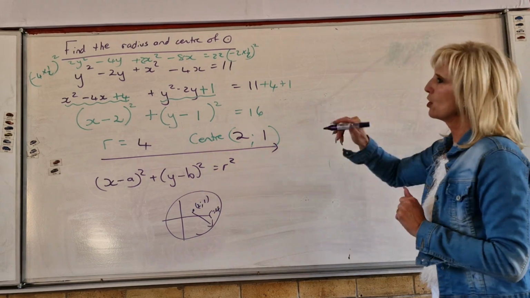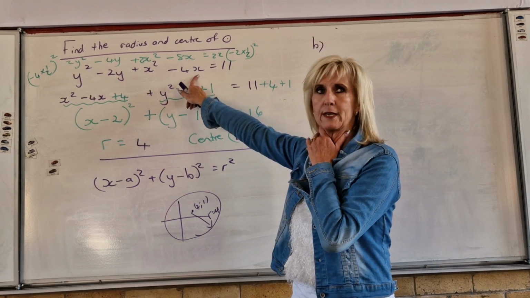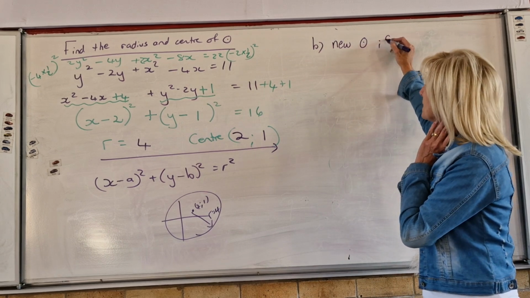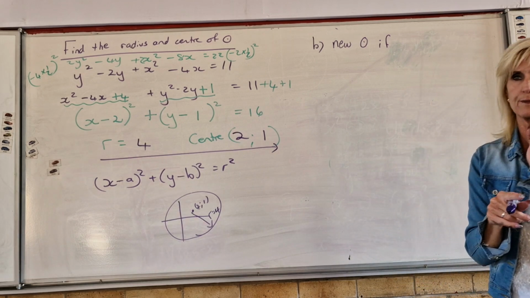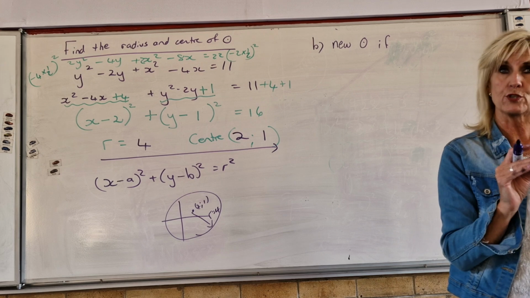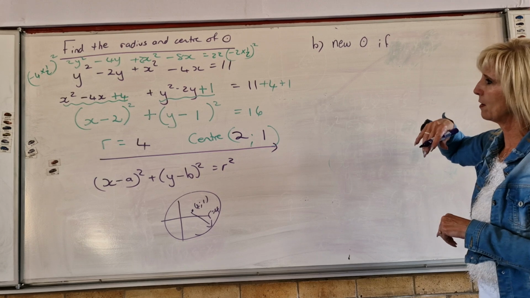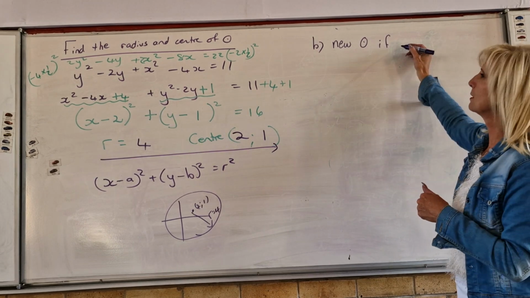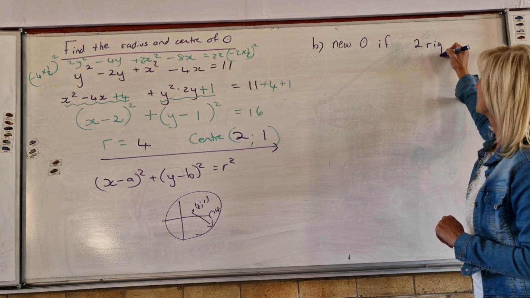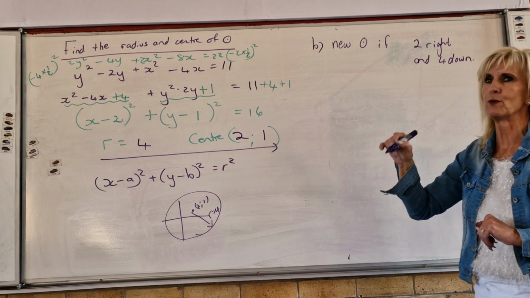Part B of the sum. Let's go on with it. Take this one that you've got. They've given you the equation and they said to you, please now get me the new circle if this circle has been transformed by moving it left and right and up and down. Guys, it's easy. It's supposed to be easy. So if the circle in the previous sum has been moved, let's go 2 to the right and 4 down. Please get me the new equation.